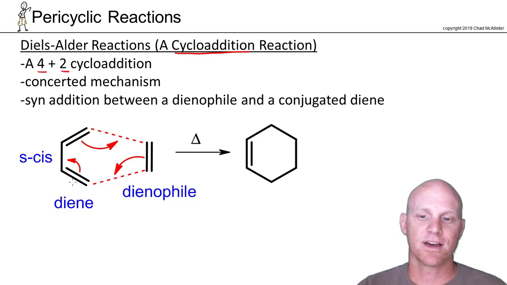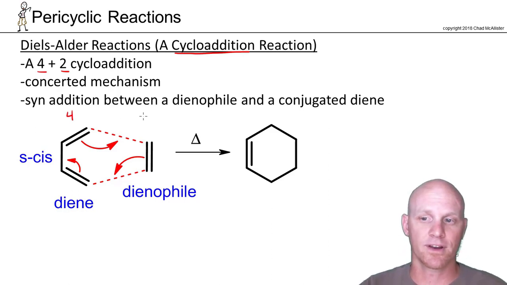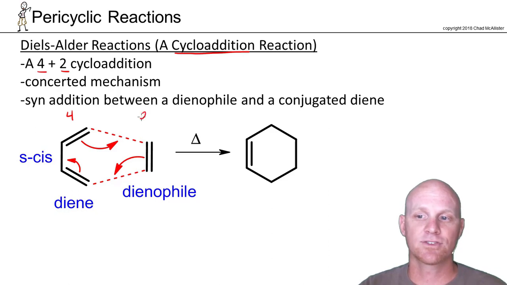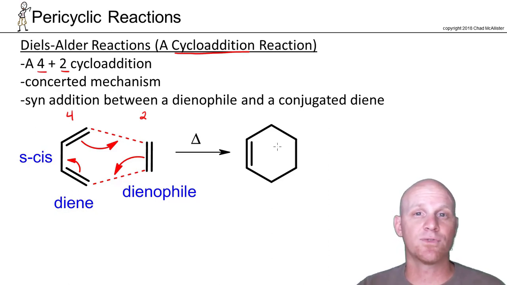The reason we call it that is that one of your pi systems either has 4 atoms or, more recently is how we look at it, 4 pi electrons involved. And then the other one is going to have 2. And there's where the 4+2 cycloaddition comes from. In this case, we do call it a cycloaddition because we are going to form a ring, and Diels-Alder reactions always form a 6-membered ring specifically.